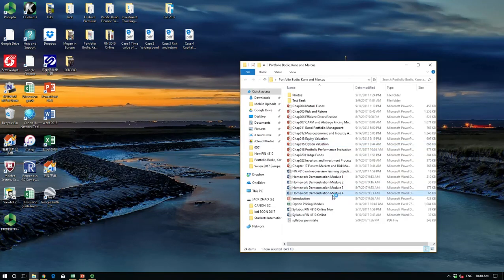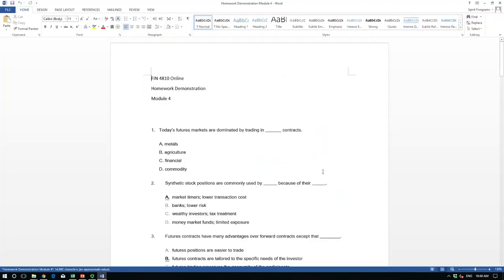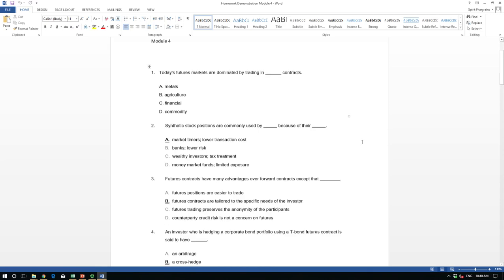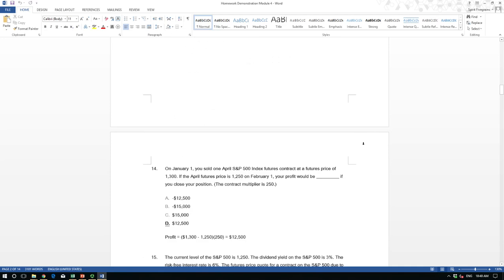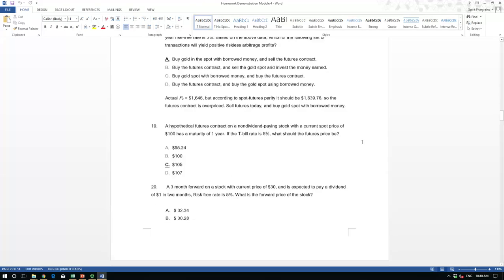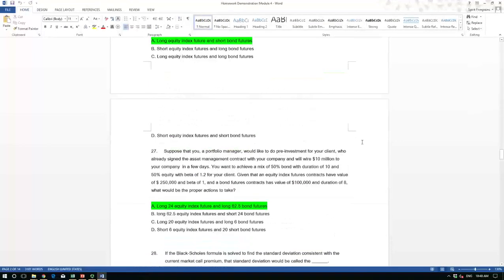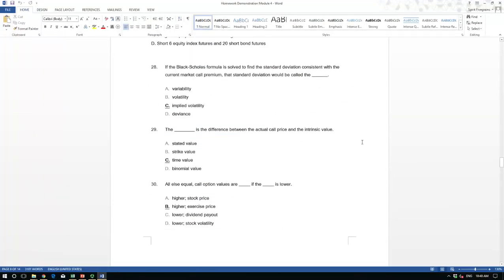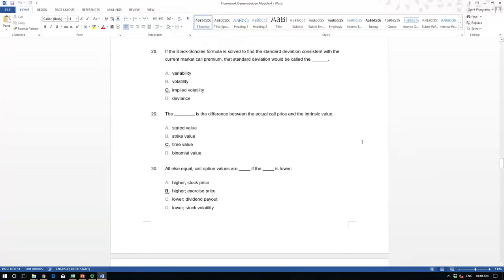Homework 4. Questions number 1 to 20-something are futures contract related questions. Now let's take a look at the option related questions.